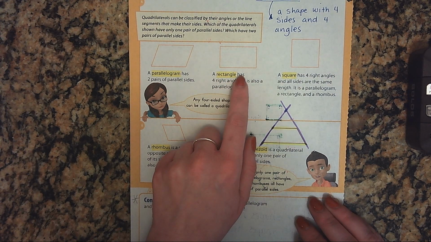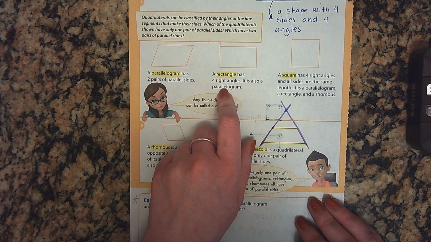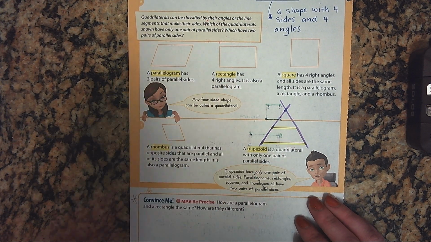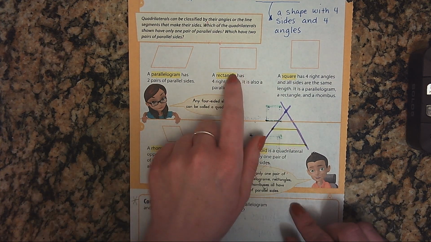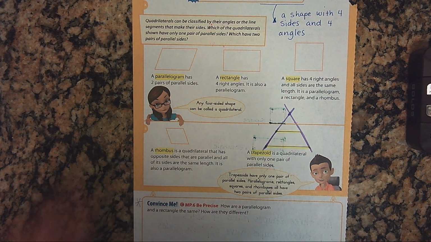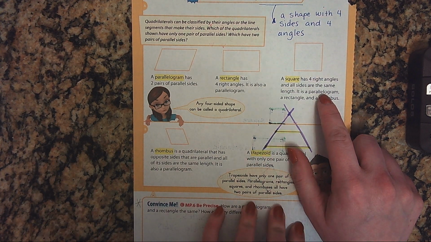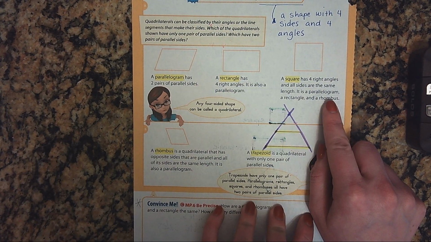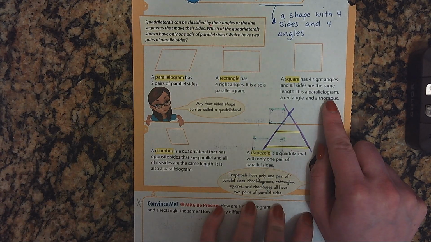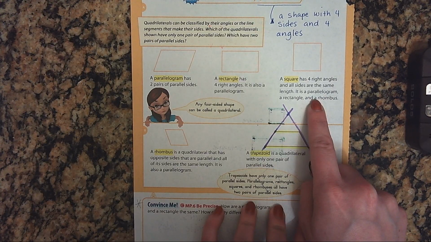So a rectangle has 4 right angles. It is also a parallelogram. So a rectangle, we can call it a quadrilateral, a parallelogram, and a rectangle. So a rectangle can have 3 different names. A square has 4 right angles, and all sides are the same length. It is a parallelogram, a rectangle, and a rhombus. And we'll talk about why it's a rhombus too. But we can also call it a quadrilateral. So the square is the special one that's going to have 4 names.